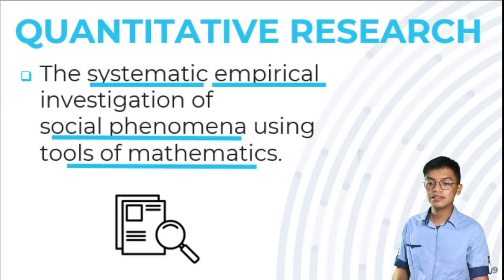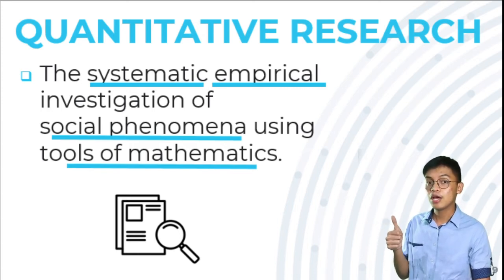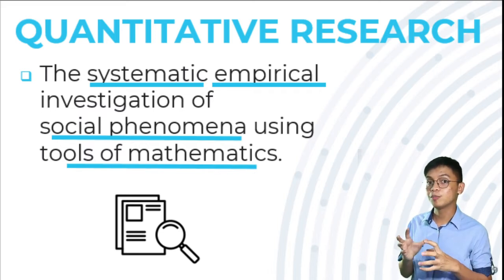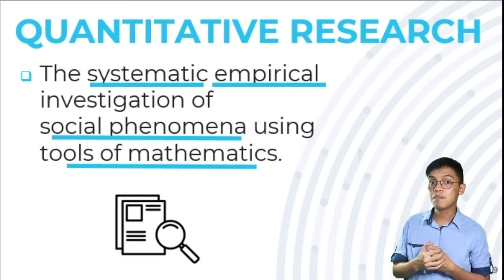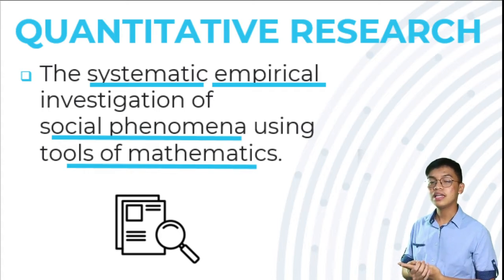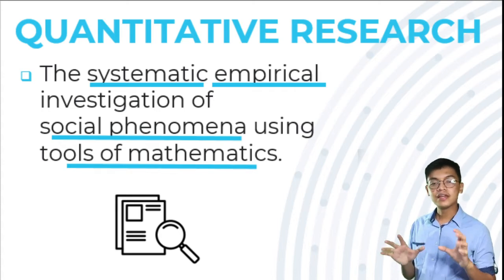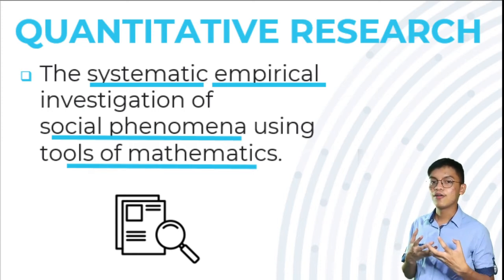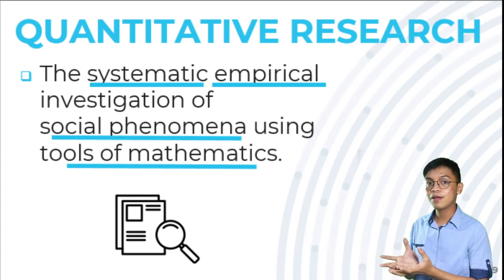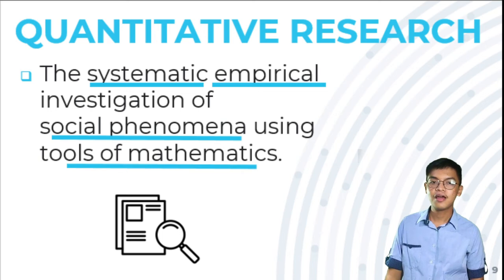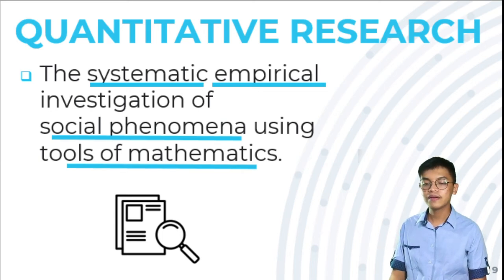So the first one is that quantitative research is systematic, which means it follows a step-by-step process. It follows a certain procedure. The second one is that quantitative research is an empirical investigation. From the word empirical, this means that we are investigating or trying to come up with a set of evidence, of observation, evidence, prueba or proof. So that's empirical investigation.